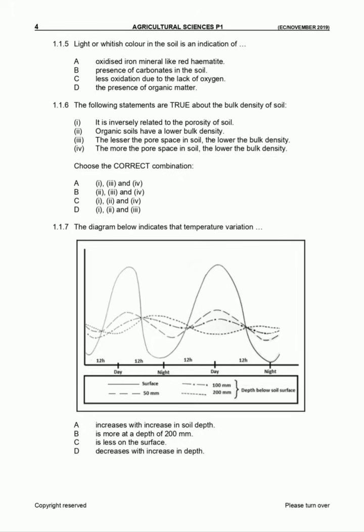Now let's look at the next one. The following statements are true about the bulk density of soil. Number 1, it is inversely related to the porosity of soil. Organic soils have lower bulk density. The lesser the pore space in soil, the lower the bulk density. The more the pore space in the soil, the lower the bulk density. What do you think is the correct combination? What is true about the bulk density?